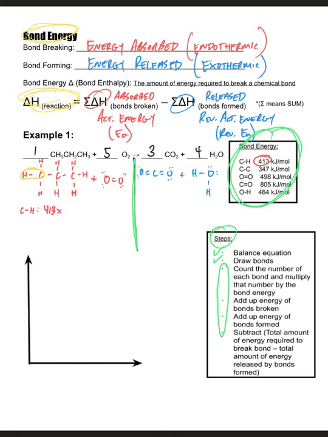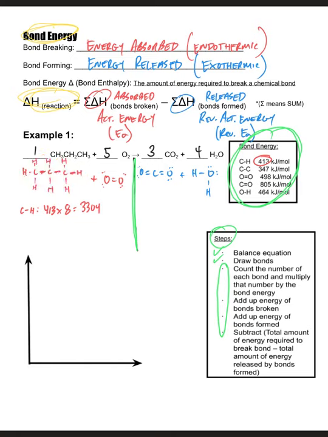And I'm going to take that and multiply it by how many of those bonds there are in the molecule. Well, there is 1, 2, 3, 4, 5, 6, 7, 8. There's 8 carbon-hydrogen bonds. And if I do 413 times 8, that is going to give me 3,304 kilojoules per mole. Now I'm going to do that same process for all the different types of bonds.